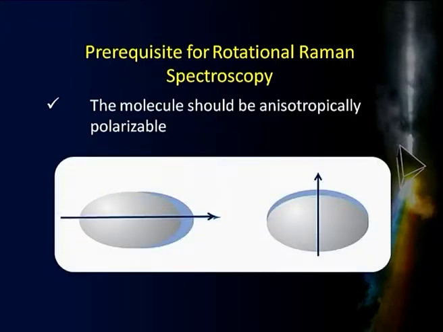What basically it means is that if I have a molecule and if I apply some kind of an electrical potential to that, the molecule gets polarized, and if it gets polarized to different extents when I apply potential in different directions, then it is said to be anisotropically polarizable. That means, the polarizability is different in different directions.